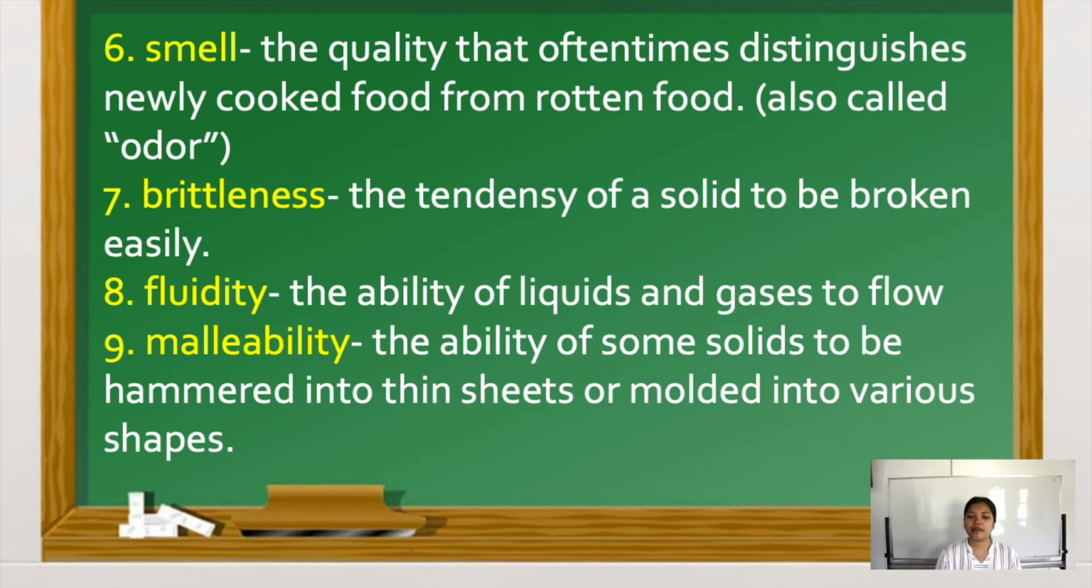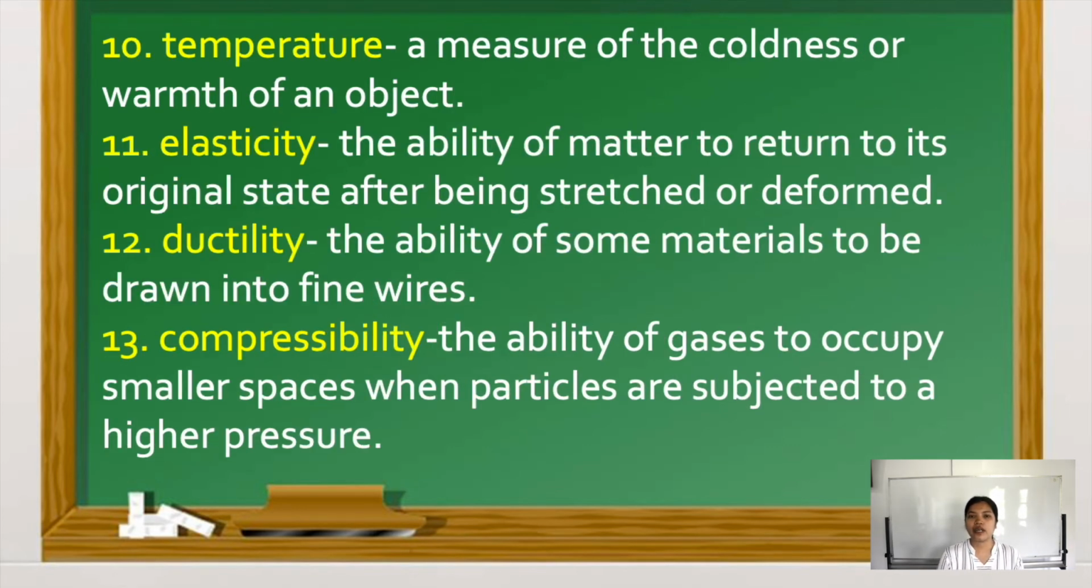Number 9, malleability, the ability of some solids to be hammered or bent into thin sheets or molded into various shapes. Some examples of this are gold, silver, or some metals like aluminum. So they are malleable. Next one is temperature. Number 10, a measure of the coldness or warmth of an object. Number 11 is elasticity, the ability of matter to return to its original state after being stretched or deformed. An example of this is an elastic band.